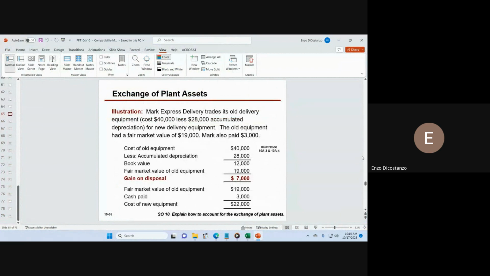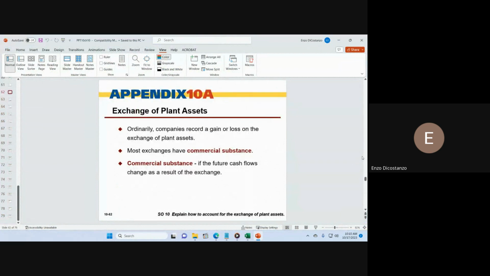Okay, so we had the appendix. We looked at the appendix with a little more complicated problems. But like I said, this will all be worked out in Excel, and we'll look at it then.